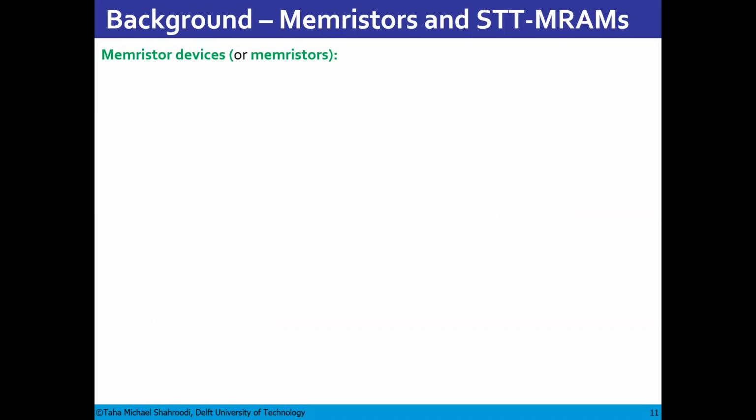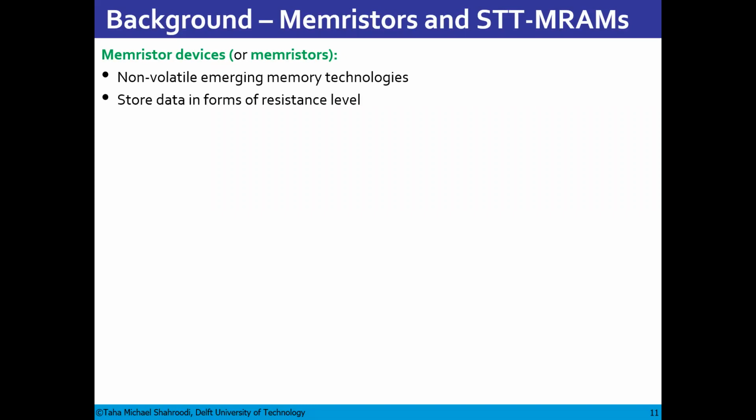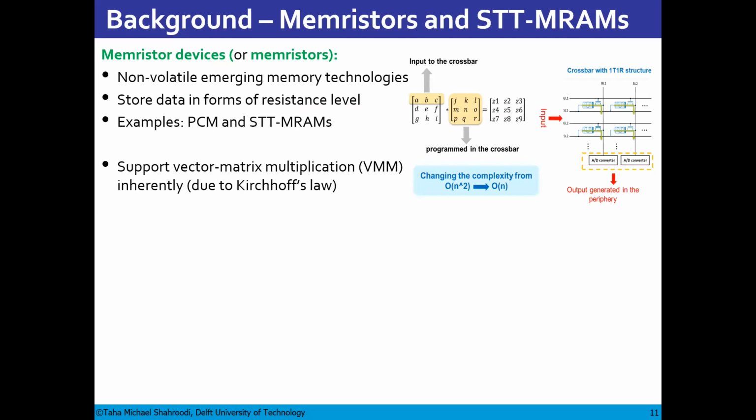The last background piece is memristor devices, or memristors for short. Memristors are non-volatile emerging memory technologies that store the data in the form of their resistance level. PCM and STT-MRAMs are just two examples of these technologies. Memristors inherently follow Kirchhoff's law, and therefore, with an array structure that is typical for memristors, they can offer vector matrix multiplication in one cycle, or VMM for short.